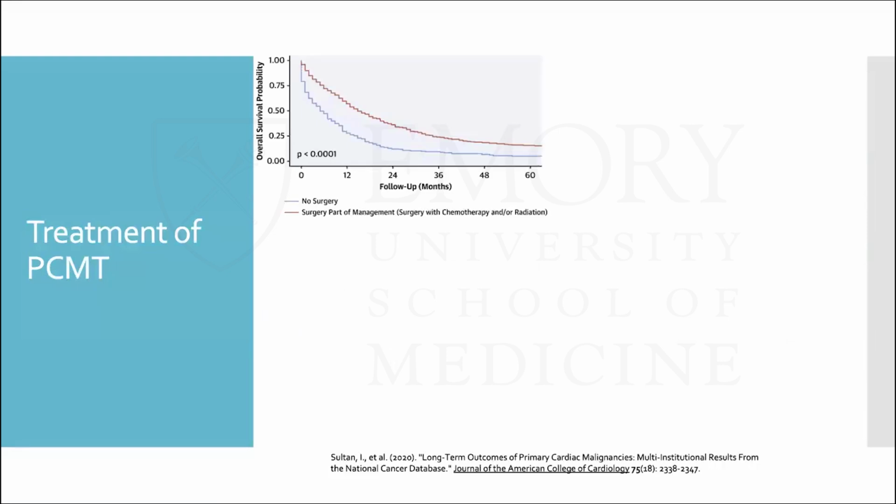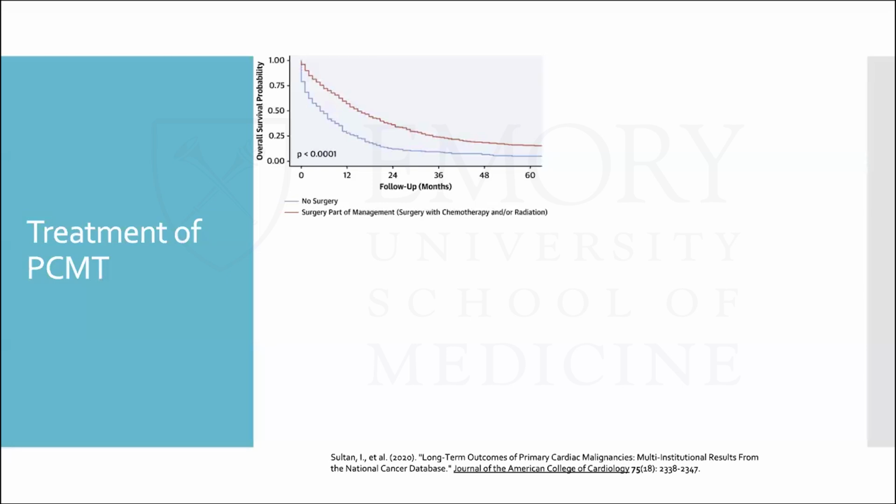And this is data from the National Cancer Database, which looked at about 747 patients that had primary cardiac malignant tumors. As you can see pretty nicely here, those who had surgery did better than those who did not have surgery. At 1 year, those who had surgery had a survival of about 53%, so still bad, but better than those without surgery, who had a survival at 1 year of about 23%.